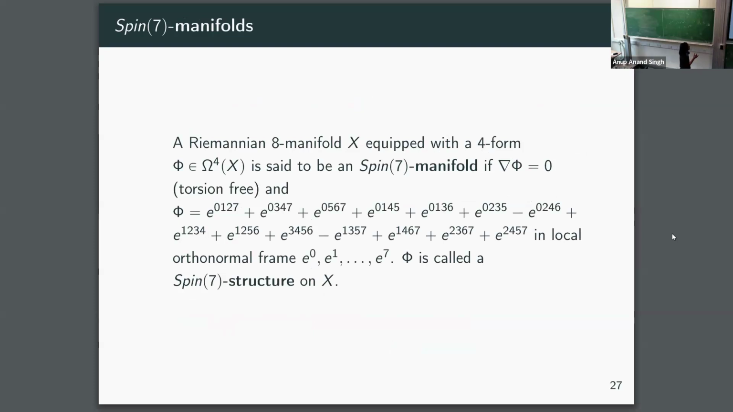Now I'll consider a Riemannian 8 manifold. I'll consider a 4 form which is written like this. And again, do you mind what an Einstein manifold is? It's a bit weaker than the Ricci curvature being 0. The Ricci curvature is actually some constant times the metric.